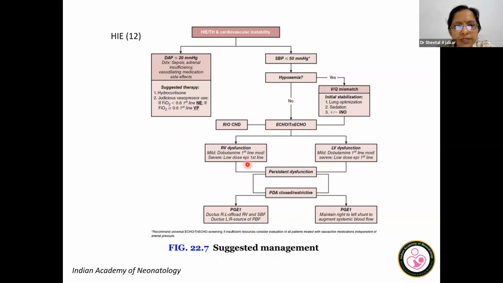So in HIE, if we see PPHN, iNO is there. And here they have mentioned that if hypoxemic pulmonary hypertension is there, then the vasopressor which they have used is vasopressin. And if the hypoxemia is less, then norepinephrine is used. But here we see there is no dopamine. So norepinephrine and vasopressin have taken place over here.